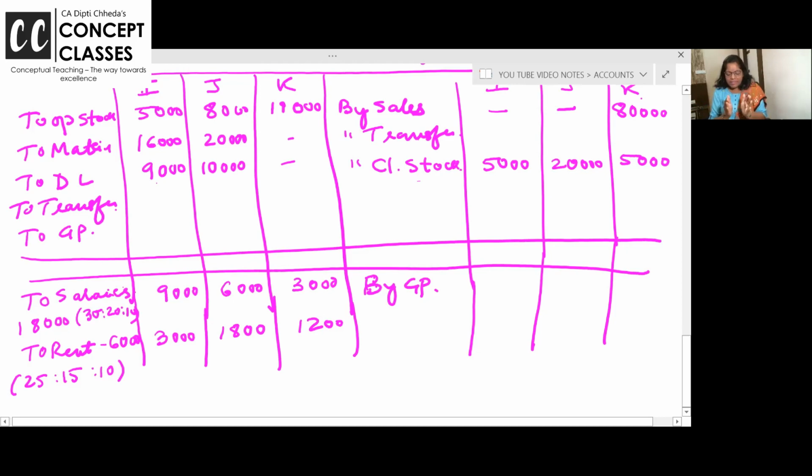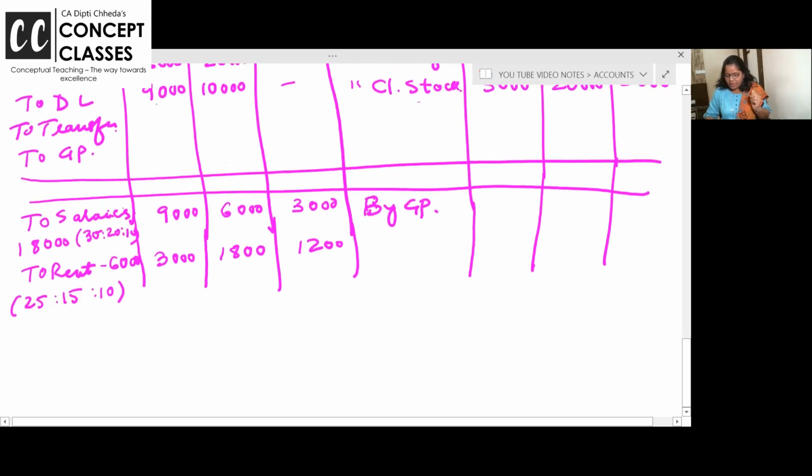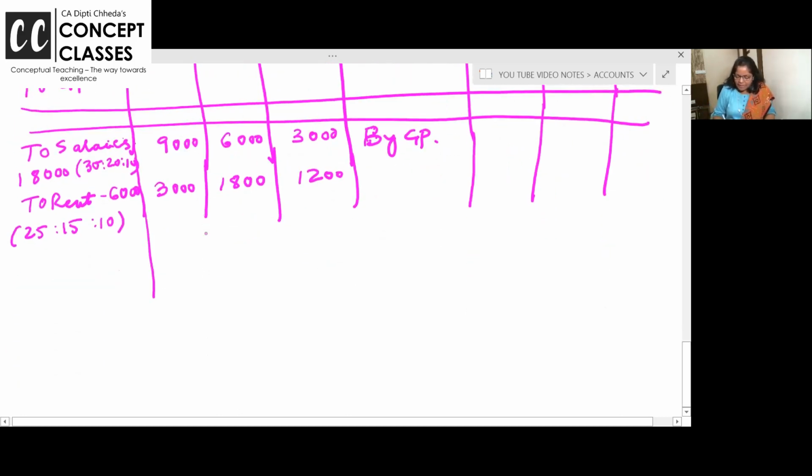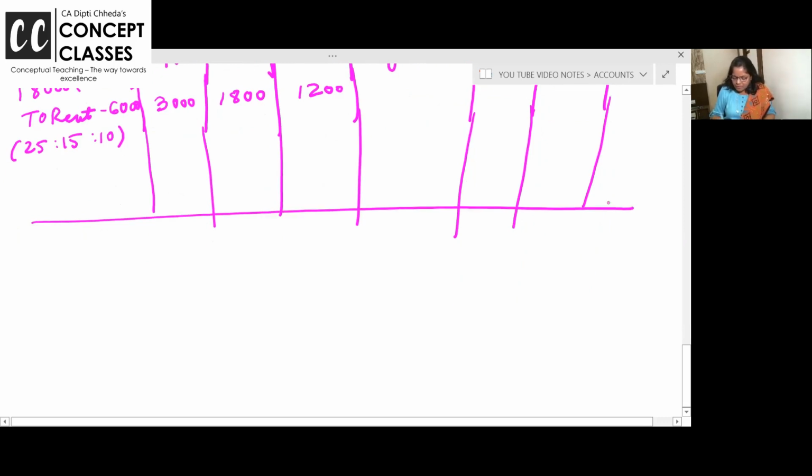Opening stock given, material given, direct labor given, sales, transfer, closing stock. Whatever I know, I have written. Salaries, rent, I could apportion. Now, there could be net profit, there could be net loss in any one of the department. So, let us leave a space like this. Do the total.